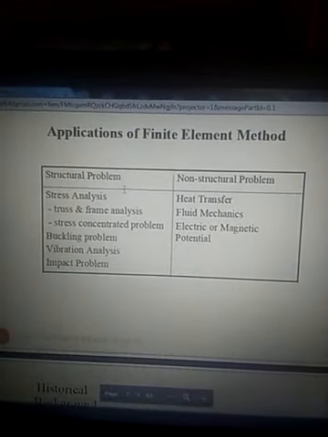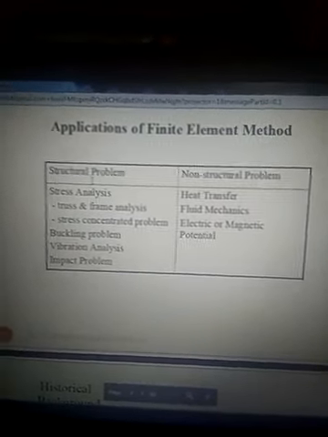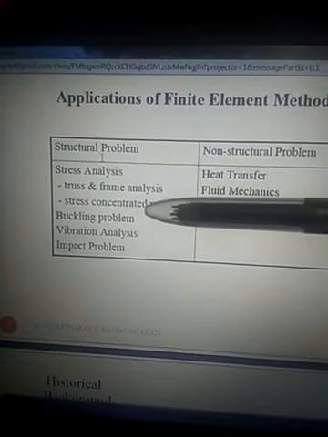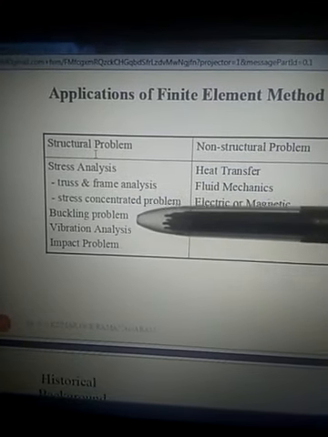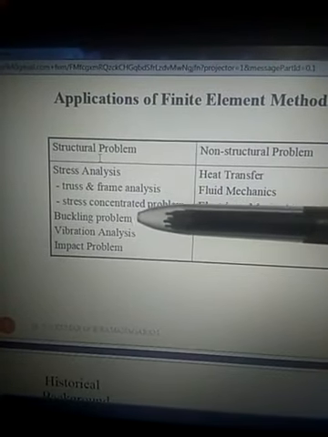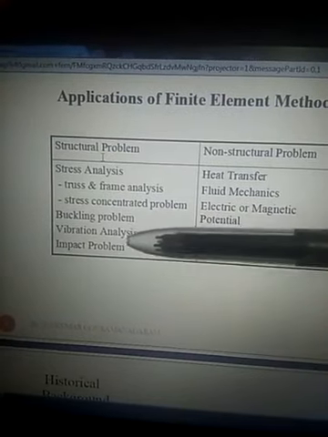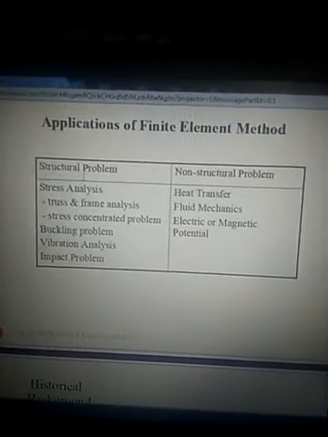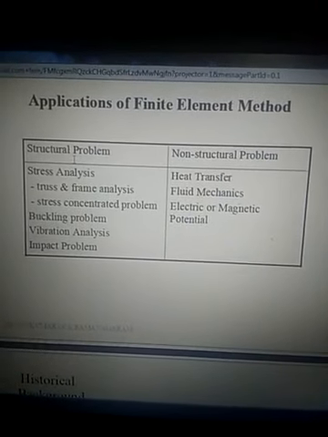Now you go to applications: stress analysis, truss and frame in civil engineering. Stresses, buckling is very important for columns. It is buckling, vibration analysis, impact. Heat transfer is a non-structural element. Fluid mechanics, electric and magnetic potentials.